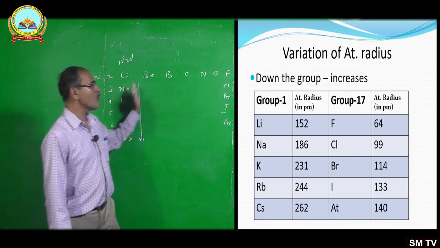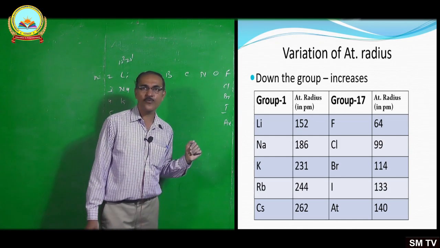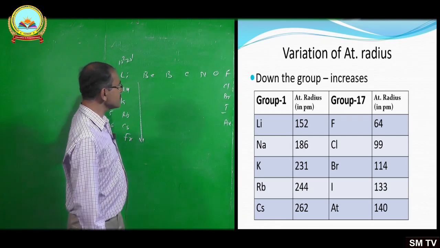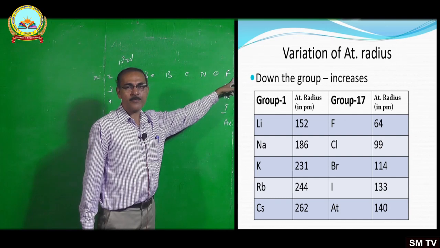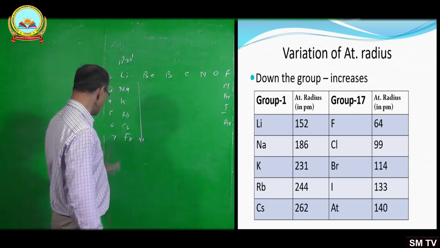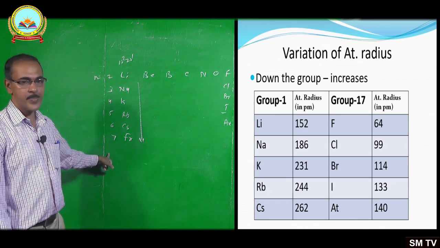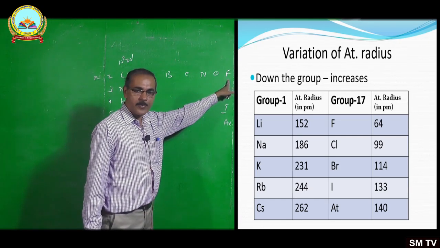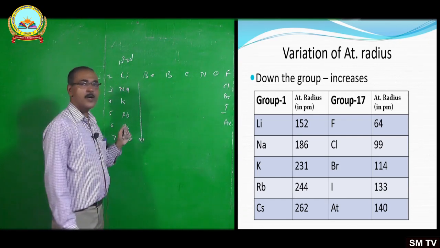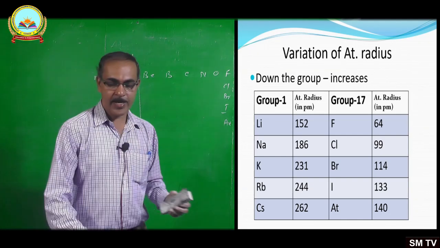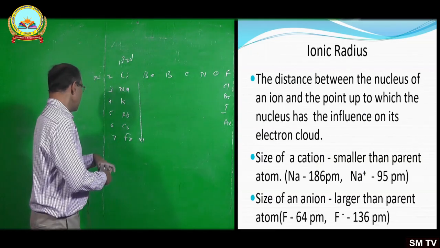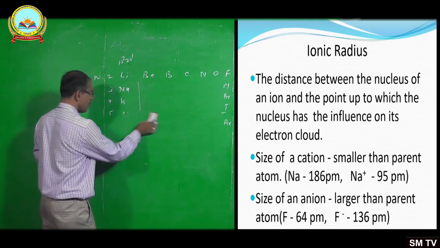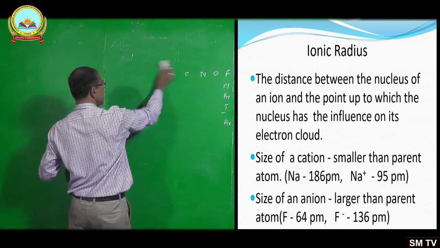It is true for all the groups. What is to be remembered? Atomic radius decreases across a period from left to right, because of the increase in the effective nuclear charge. Down the group, the atomic radius increases, because of the addition of new shells. Let us go for the next concept, that is ionic radius.